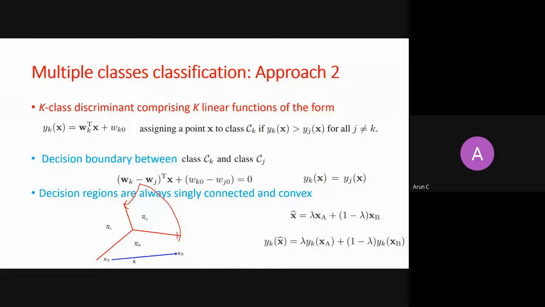For every kj pair, the regions that you will get will be convex, right? To show that these are convex, let's say there are 2 points xa and xb that belong to region Rk. So this is a region Rk. There are 2 points we have taken, xb and xa. We want to show that this whole line belongs to region Rk only.